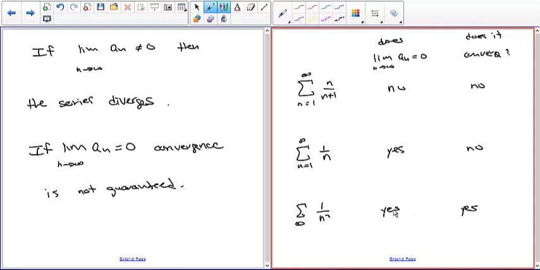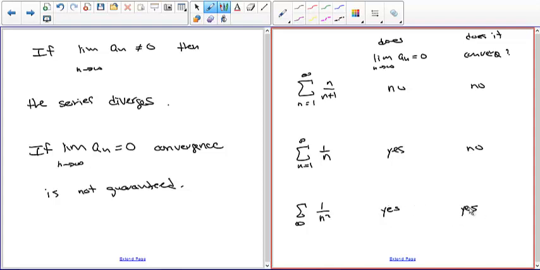The second one is, if the limit of a sub n doesn't equal 0, then the series diverges. So this is this case. No. Does the series converge? No, it diverges. If the limit of a sub n equals 0 as n goes to infinity, convergence is not guaranteed. So here's a case. The limit of a sub n as n goes to infinity does go to 0, but it doesn't converge. So you can only use it in one direction.